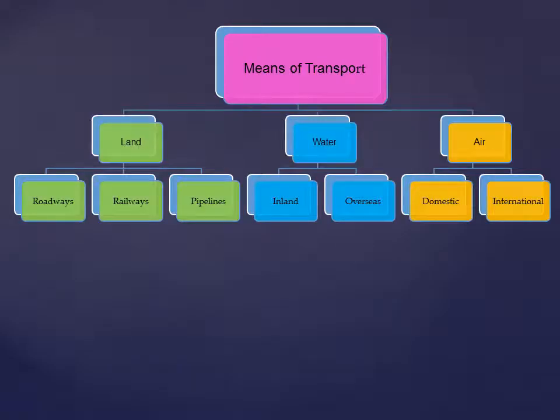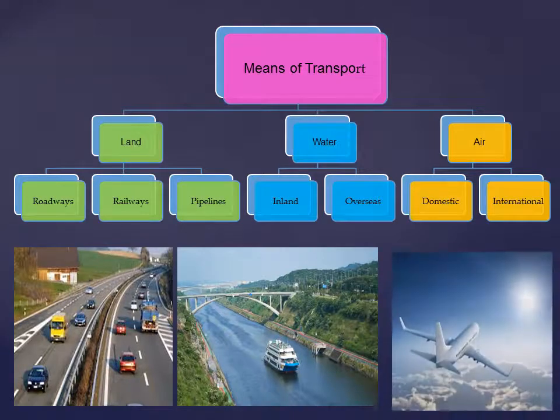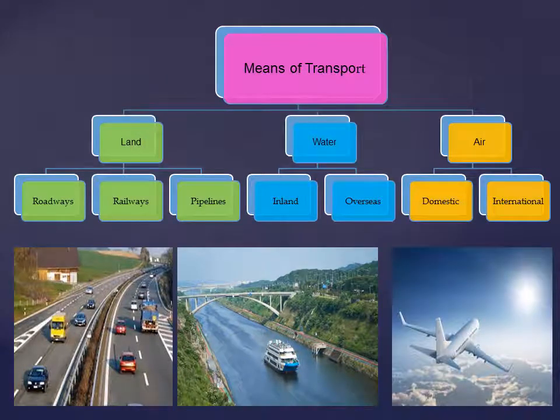Let us see the means of transport. We have land transport, water transport and air transport. In land transport, we have roadways, railways and pipelines. In water transport, we have inland waterways and overseas waterways. And in air transport, we see domestic airways and international airways.